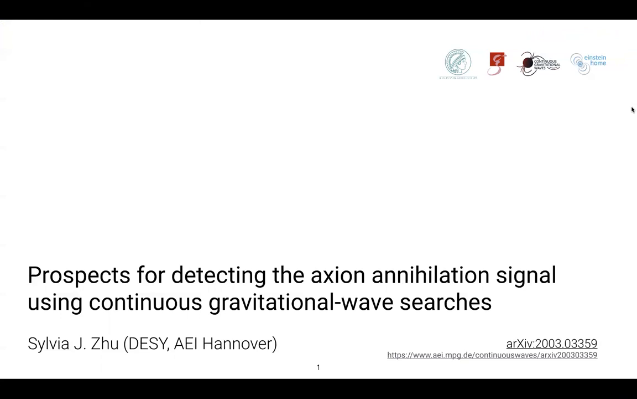Just to preface this, I am a data analyst who currently works on gamma rays. Previously I worked on gravitational waves. So today I'm going to be talking about how we could directly detect axions, or bosons in general, using gravitational wave searches. I've linked the paper that's on the arXiv right now, as well as the repository where we have uploaded some of our simulated data, which I'll discuss a little bit soon.